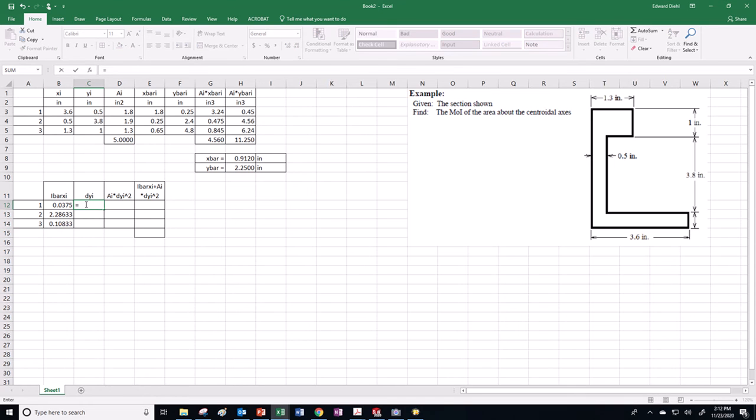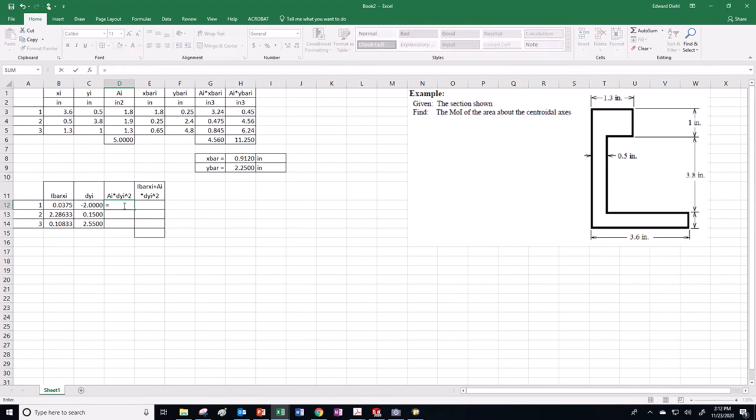For my DYI, I'm going to take my Y bar I and subtract out my Y bar. Now, I want to copy and paste this, so I'm going to hit F4, and that puts the dollar signs next to it. By the way, you can just keep hitting F4. You can see you cycle through that, or you can just manually enter in the dollar signs. But anyway, by doing that and copying it down, it keeps that cell always at that spot.